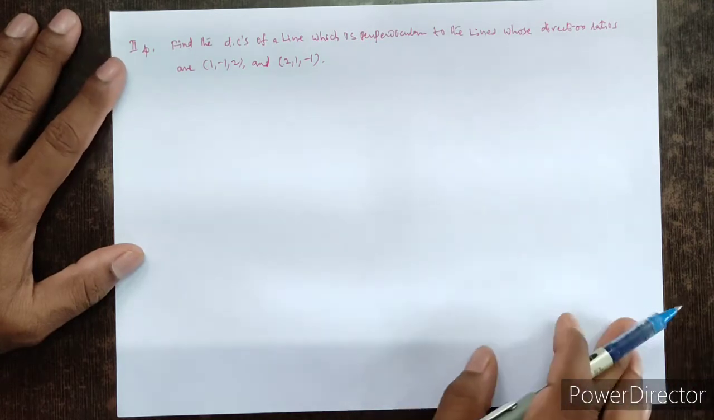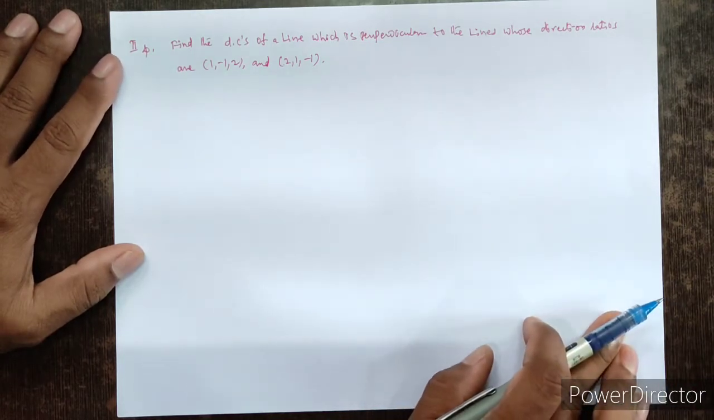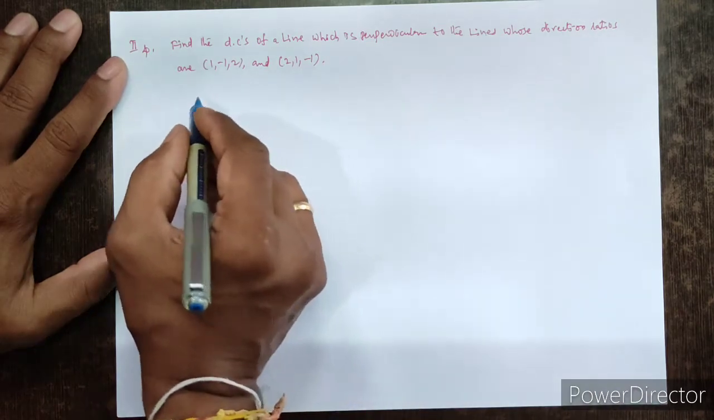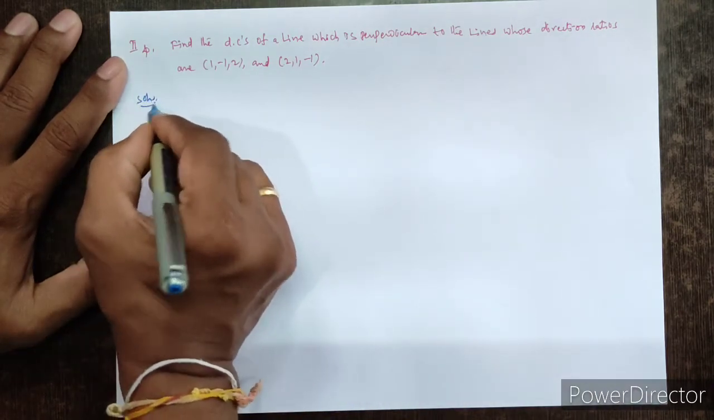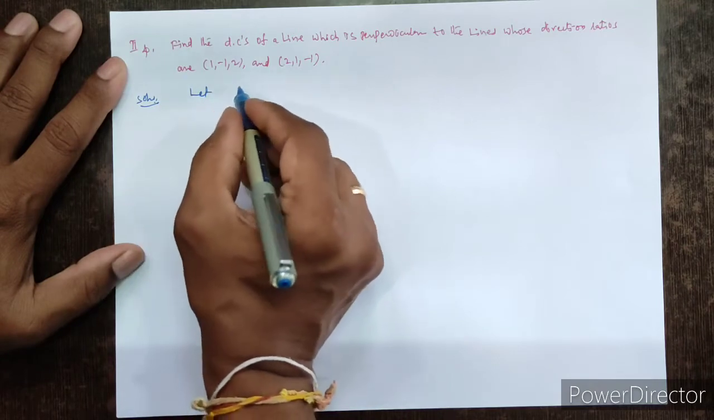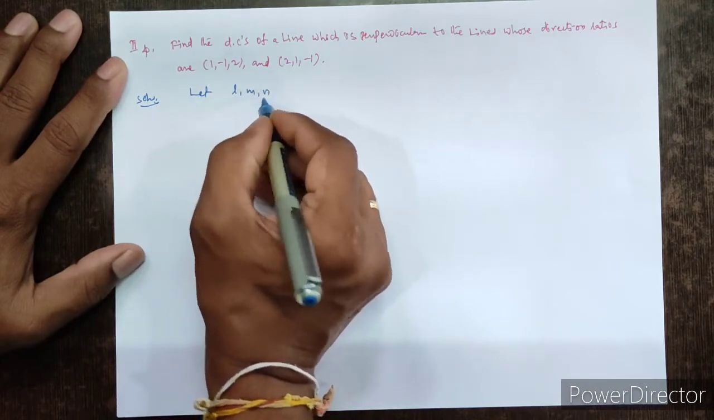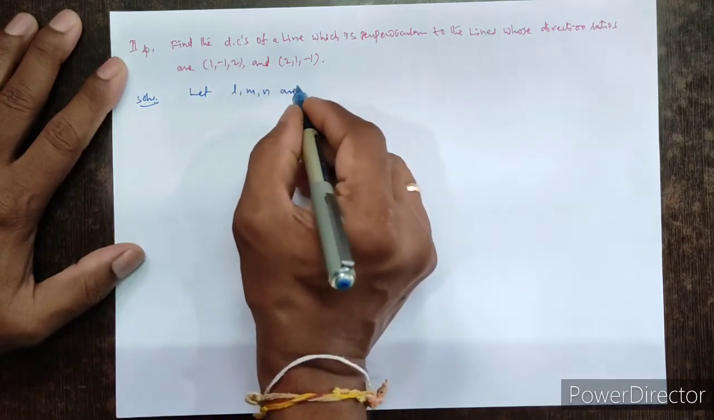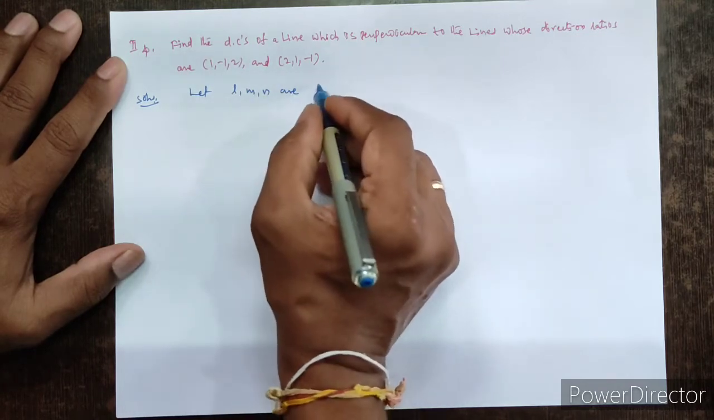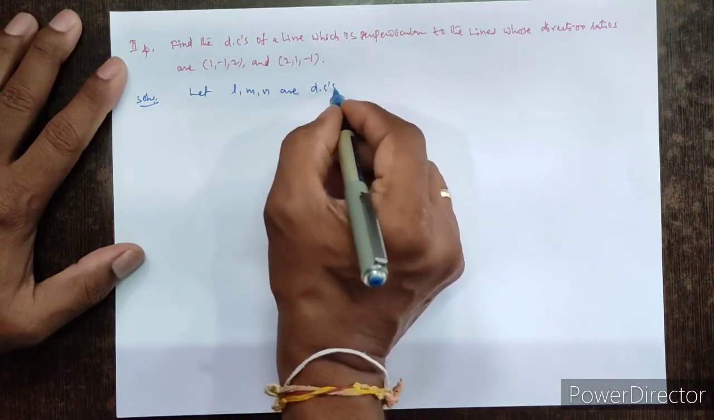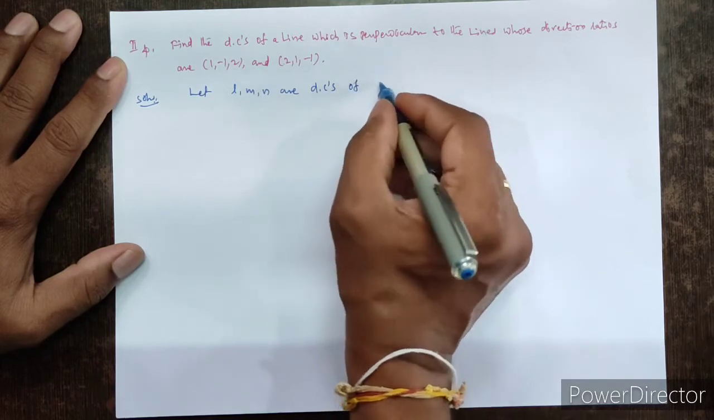In the second bit, fourth problem: find the direction cosines of a line which is perpendicular to the lines whose direction ratios are 1, minus 1, 2 and 2, 1, minus 1. Solution: let l, m, n be the direction cosines of the required line.